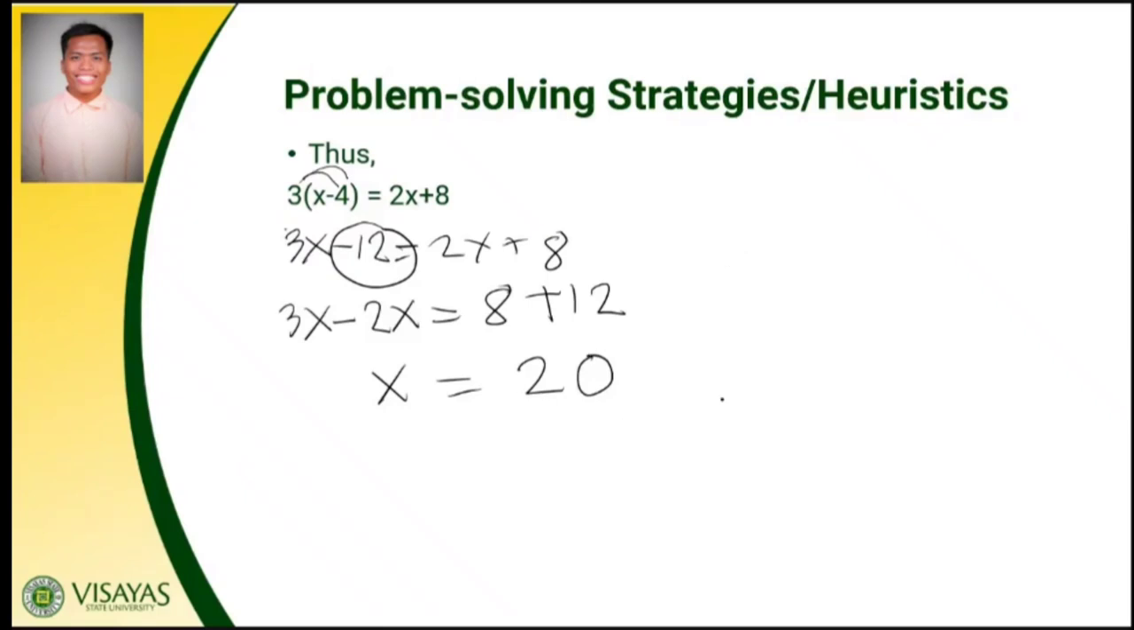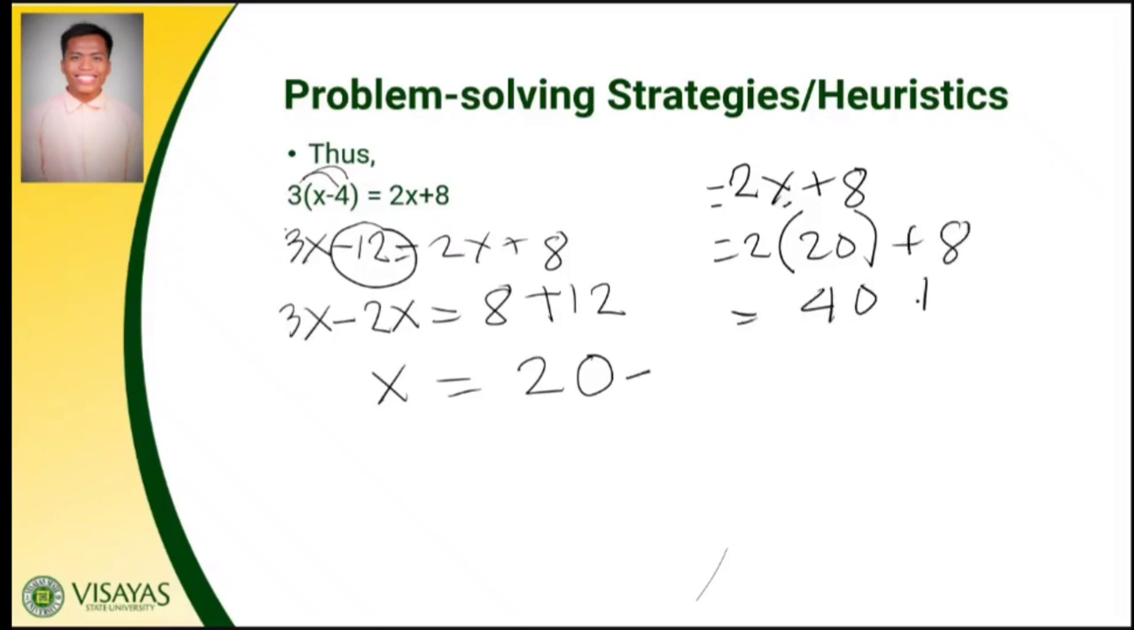Okay? So now our answer is how many students. The question is, how many students are there in the classroom? So using the equation 2x plus 8, we replace x with 20. 2 times 20, which is 40, plus 8. So this is 48 students.